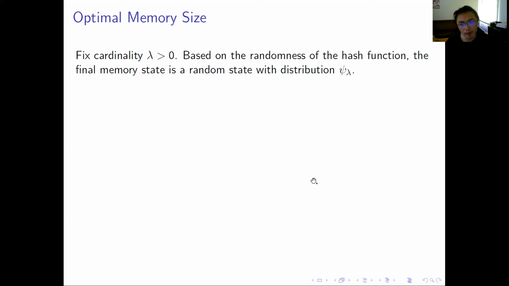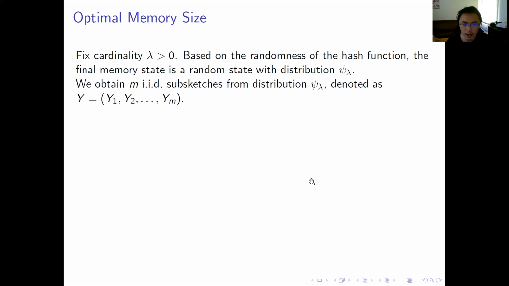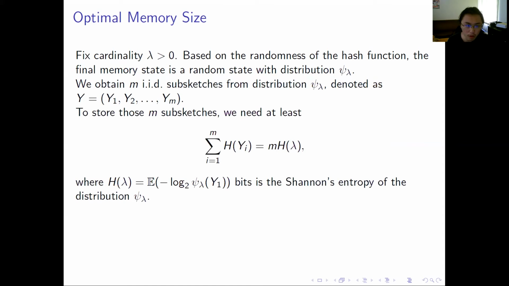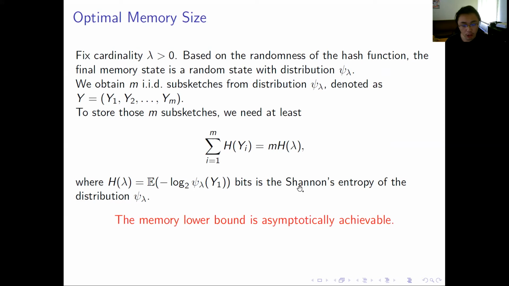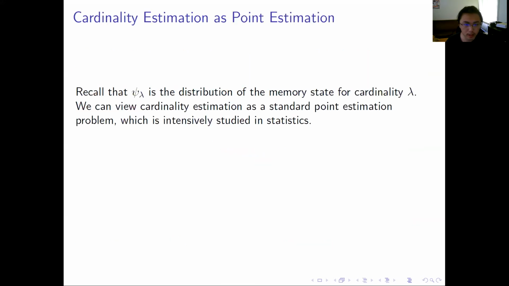And you observe m independent copies of random states. So in order to store the outcome of the state given lambda, you need at least m times the entropy of the random state. Let h lambda be the entropy of the random state given lambda of a single sketch. This is achievable by some perfect compression method, like arithmetic encoding. So we should use m times the Shannon's entropy as a memory size of a sketch.